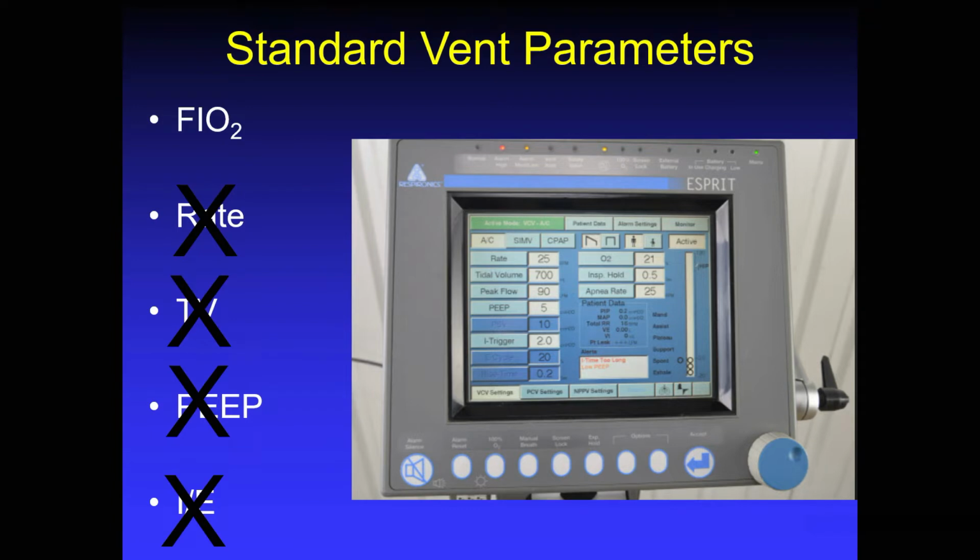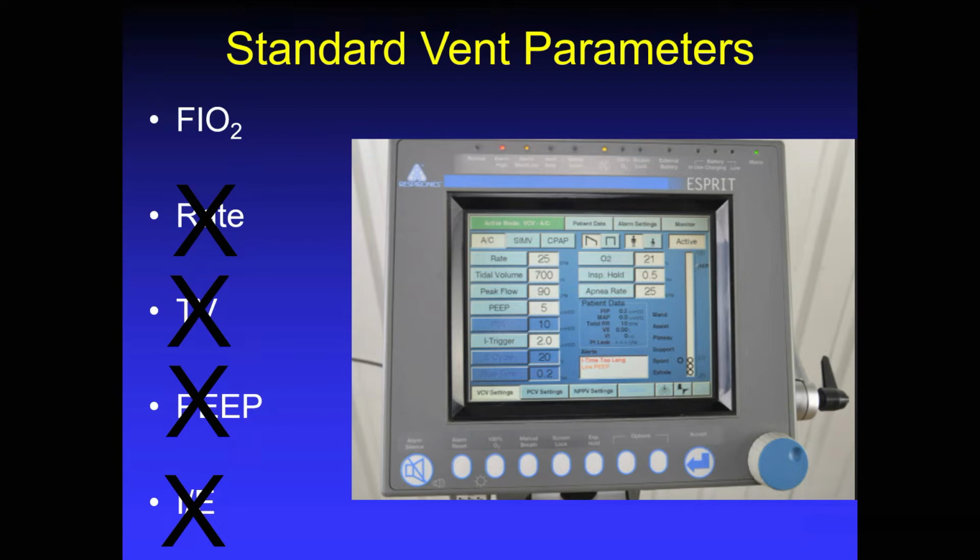Well, with APRV, you set the FiO2, but there's no rate that's set. There's no tidal volume that's set. There's no PEEP that's, well, we'll talk about PEEP. It's set differently. And you don't set an I to E. You don't really set any of these in the traditional fashion. The rate, the volume, the I to E ratio are all determined secondarily through adjustments to parameters of T high, P high, T low, and P low.